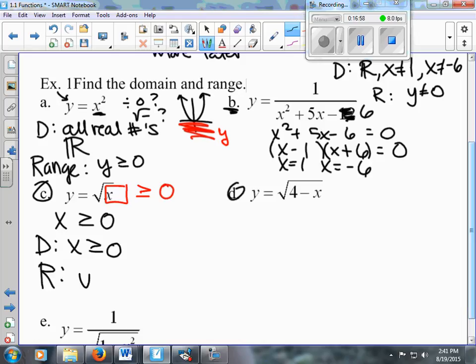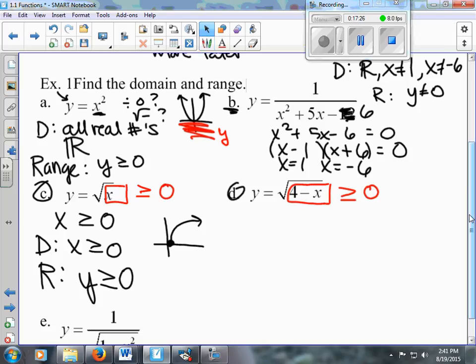By the way, the range is also y is greater than or equal to 0. You can do this if you remember what the graph of square root looks like. But it's also the rule that square roots are always defined to be positive, except the square root of 0 is 0. All right, but on D, I'm going to follow my rule here. I see a square root. I know whatever I take the square root of has to be greater than or equal to 0.